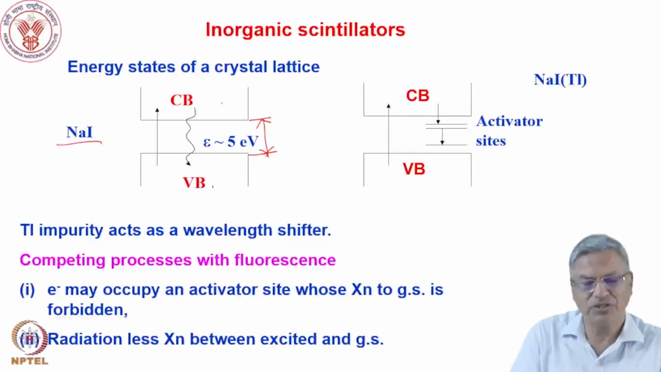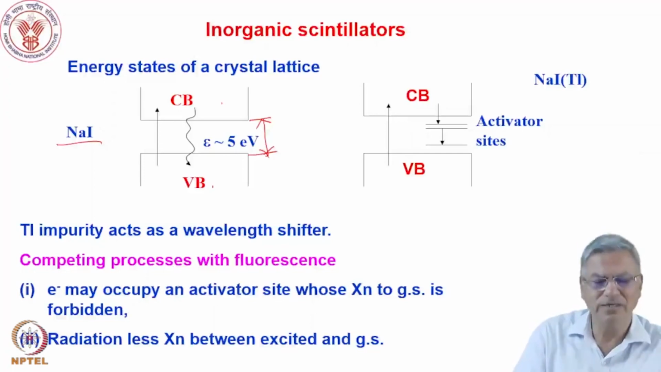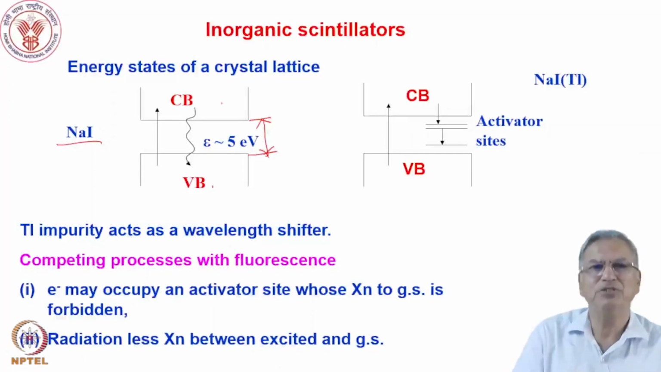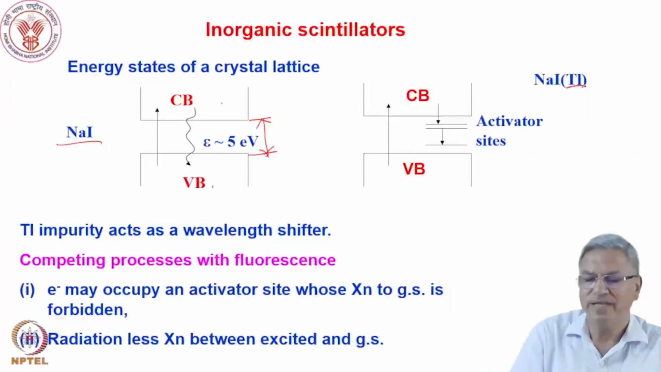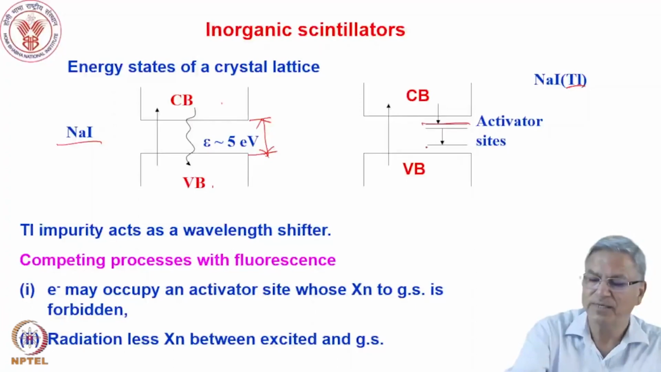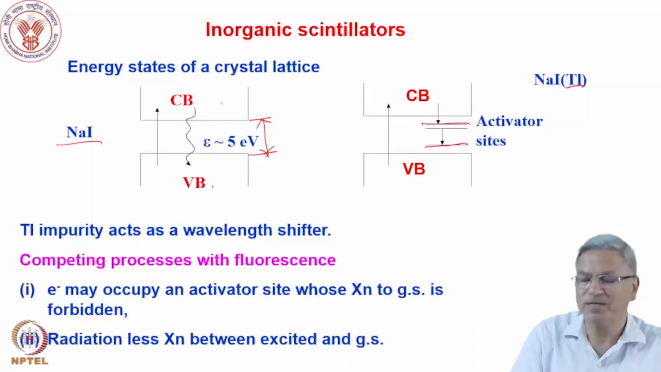Sodium iodide as such is a very poor scintillator, does not emit fluorescence with high yield. And secondly, even if it is emitting fluorescence, that is in the ultraviolet region. So sodium iodide as such is not used for counting of gamma rays. Instead, if you dope this sodium iodide with a small quantity, 0.1% of thallium, as an impurity, then this thallium impurity generates activator sites in between the valence band and conduction band.